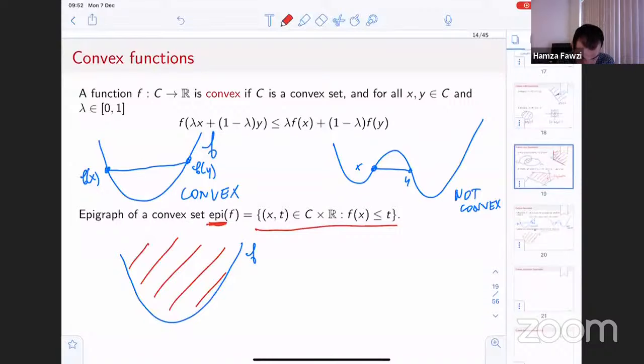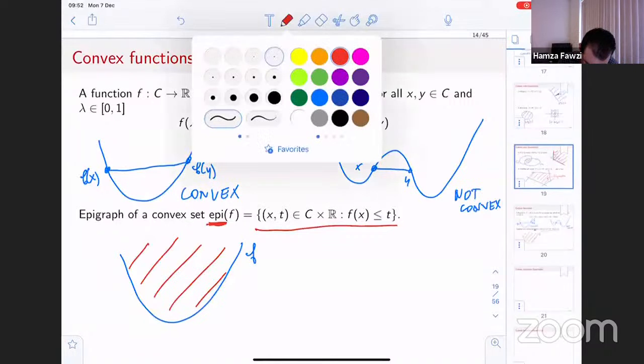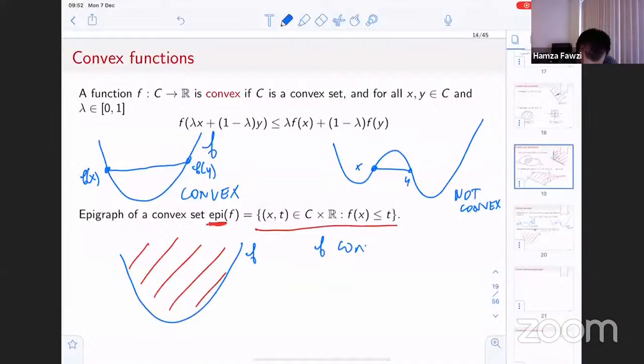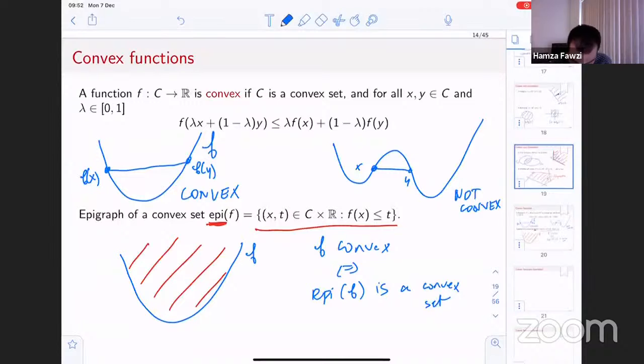And so it is very easy to see that f is convex if and only if its epigraph is a convex set. So for example, here, the function is clearly not convex, and its epigraph is not a convex set, because there are two points you can choose so that by drawing the line segment between the two, you will go outside the set.